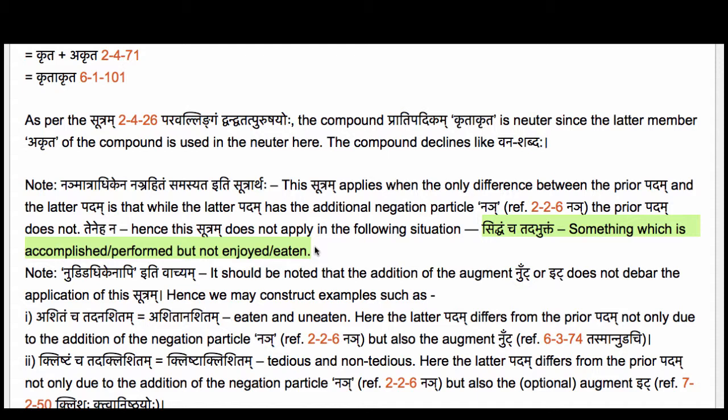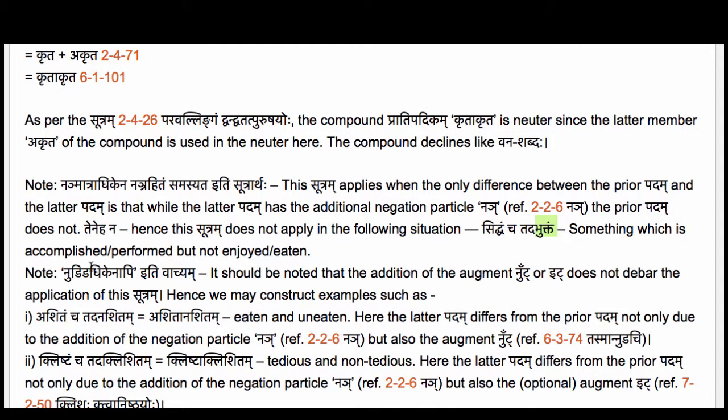Here both the purvapadam as well as the uttarapadam are formed from a pradipadikam ending in the affix kta. The uttarapadam does have the negation particle nyai, the purvapadam does not. So all those conditions are satisfied, but there is an additional difference. The verbal root is different in the uttarapadam from that of the purvapadam. So therefore 2-1-60 does not apply. 2-1-60 only applies when the only difference between the uttarapadam and the purvapadam is that the uttarapadam has the negation while the purvapadam does not.